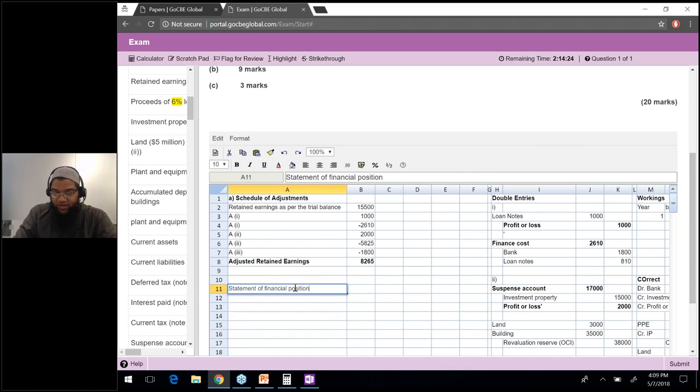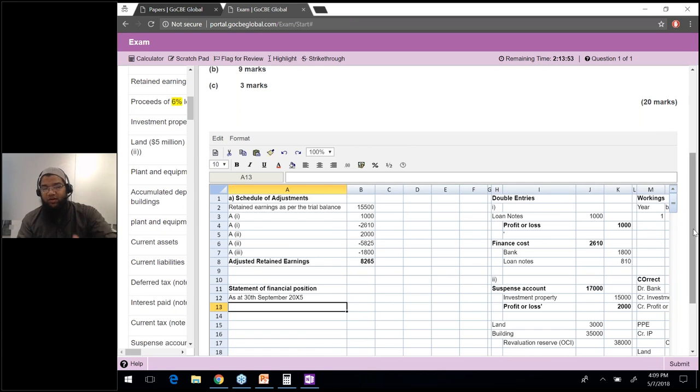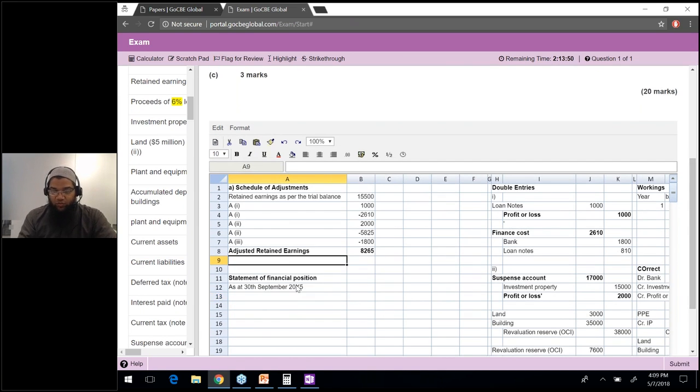Now we will be moving towards the second requirement, statement of financial position as at 30th September 20X5. Yes, Umayma, this is how you have to solve the question in the exam too. That is why I have solved this in the real exam environment, so that you people can be aware of what information should be given, how it should be given, how you're going to show the workings, everything.